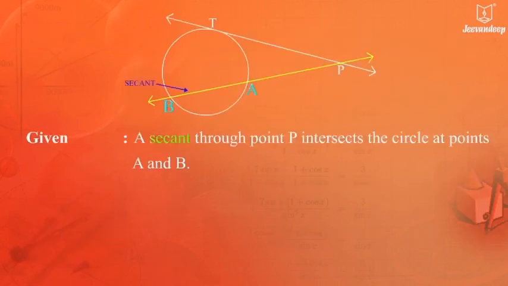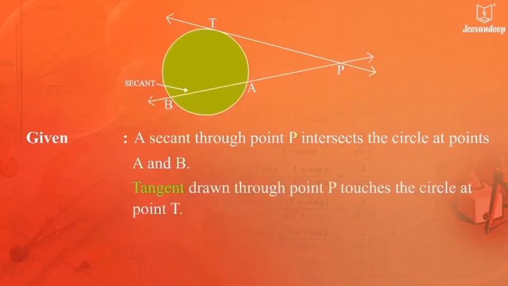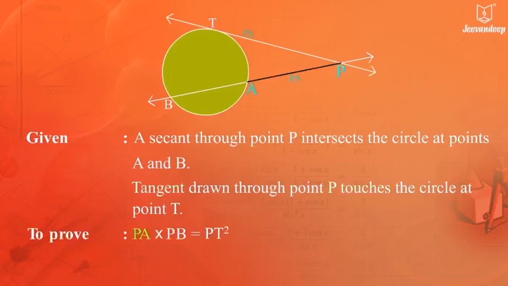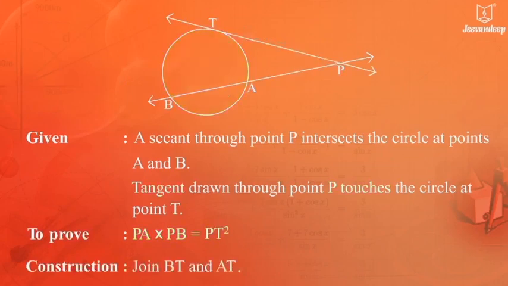Given: a secant through point P intersects the circle at points A and B. The tangent drawn through point P touches the circle at point T. To prove: PA multiplied by PB equals PT square. Construction: join BT and AT.